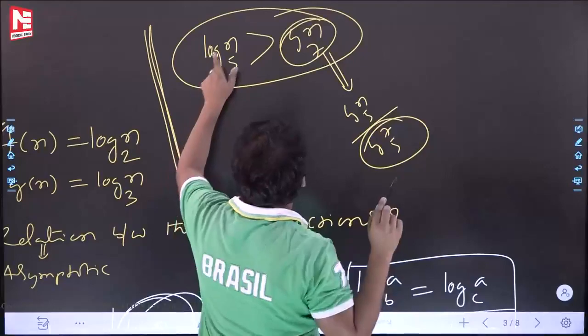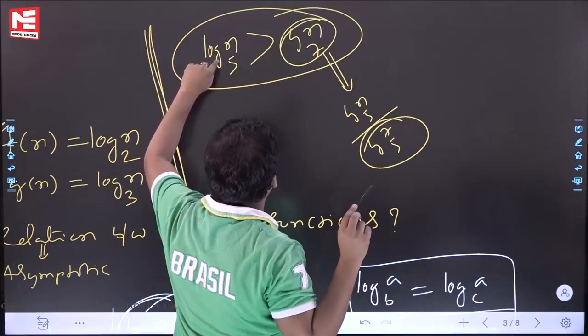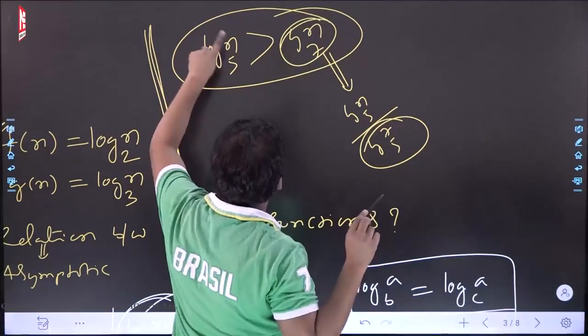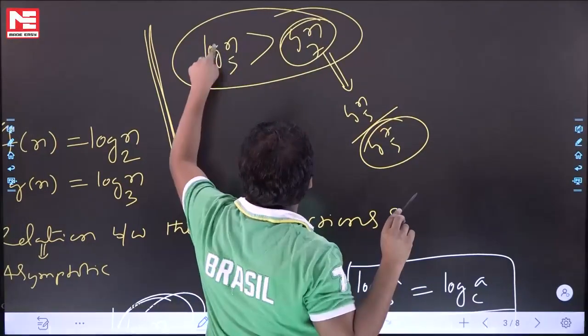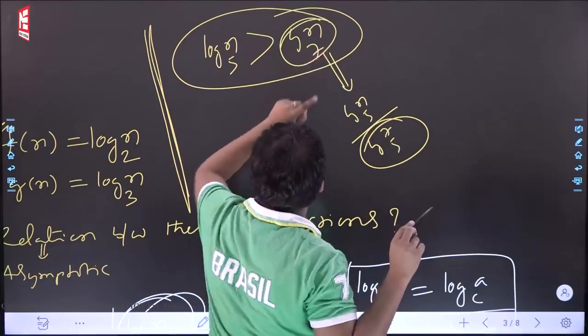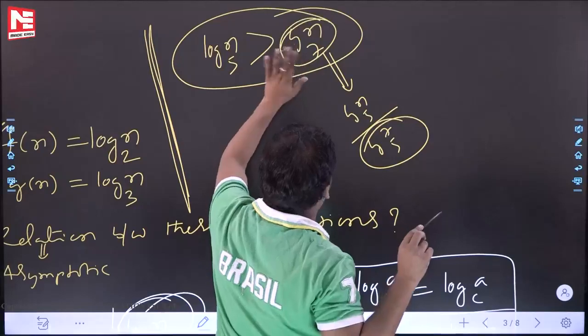Now, can you help me? Comparing these two, who is bigger? Log n base 5. How many times bigger? Log 7 base 5 times bigger. If you divide this one by log 7 base 5, then you will get the other. This indicates that the other one is log 7 base 5 times smaller.